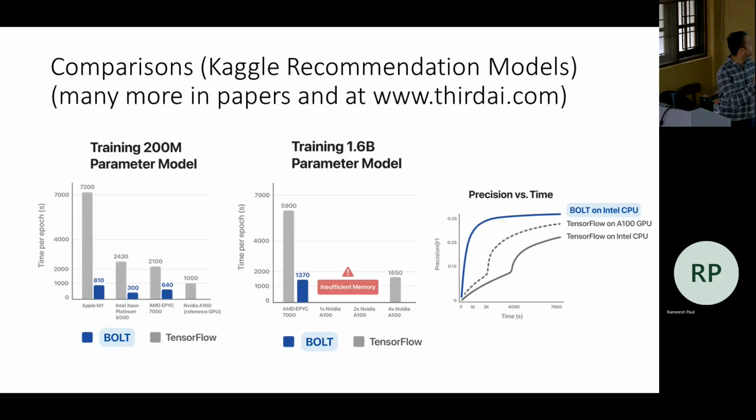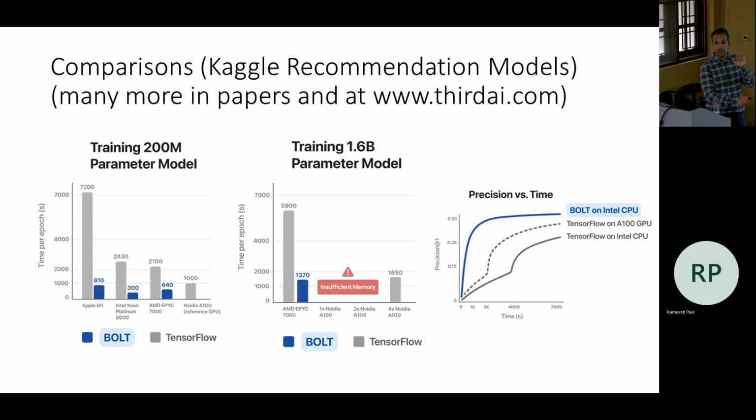I'm going to show you some numbers. Here are the first set of numbers. I'm training a Kaggle recommendation model, Amazon product search with 670,000 products, and it's a giant neural network that you need. There are two cases. We train a relatively smaller one, which is a 200 million parameter network, and then we'll go to a bigger one, which is a 1.6 billion parameter model.